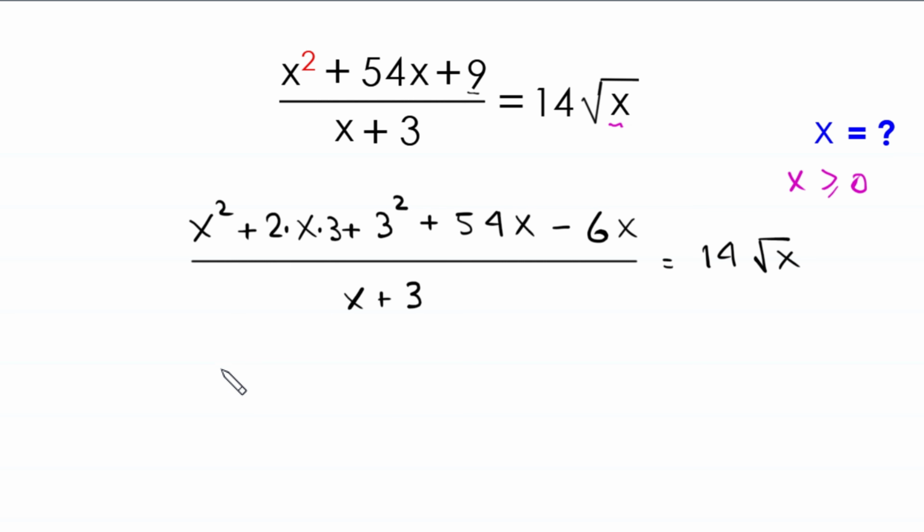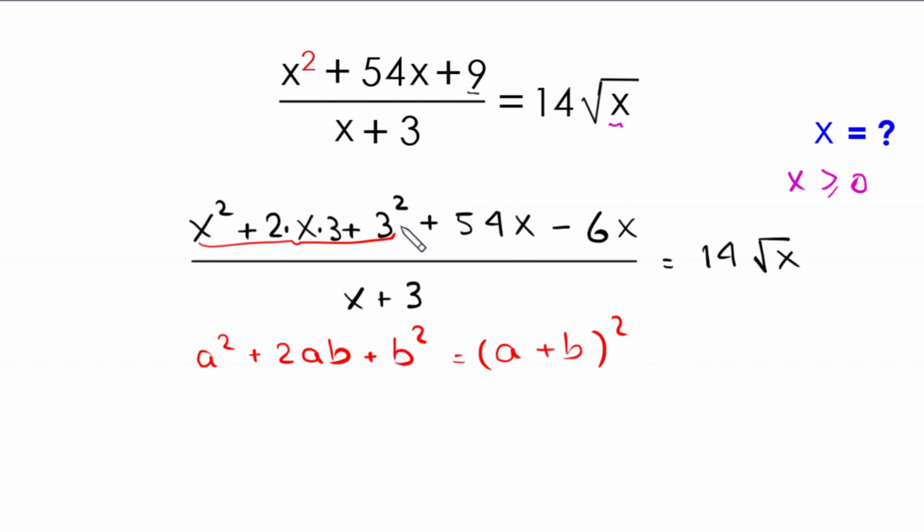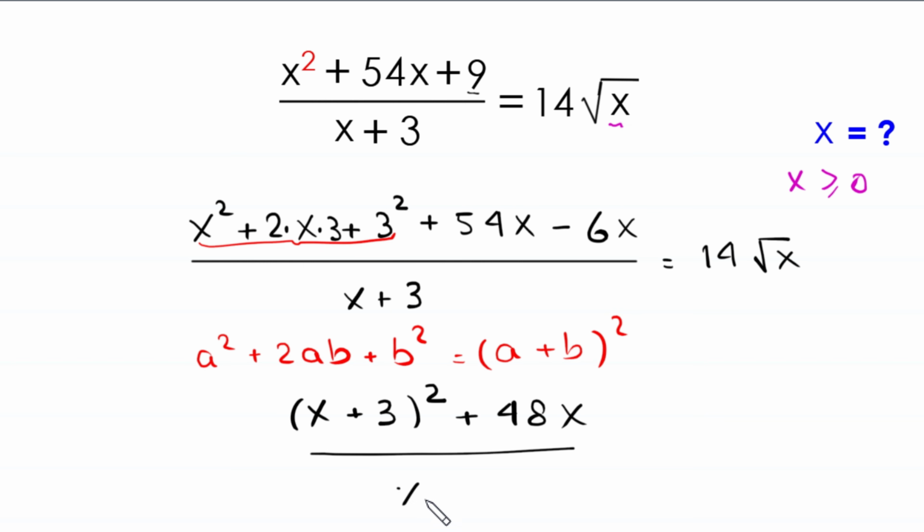Now by using this algebraic identity, a squared plus 2 times a times b plus b squared equal to (a plus b) whole squared, this x squared plus 2 times x times 3 plus 3 squared will become (x plus 3) whole squared, plus 54 minus 6, that is 48, times x, divided by x plus 3, equal to 14 times root x.